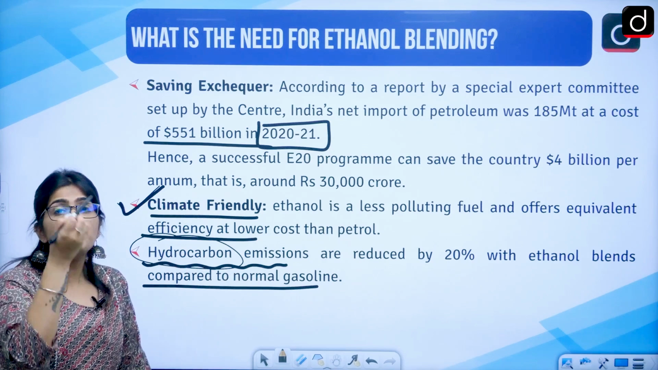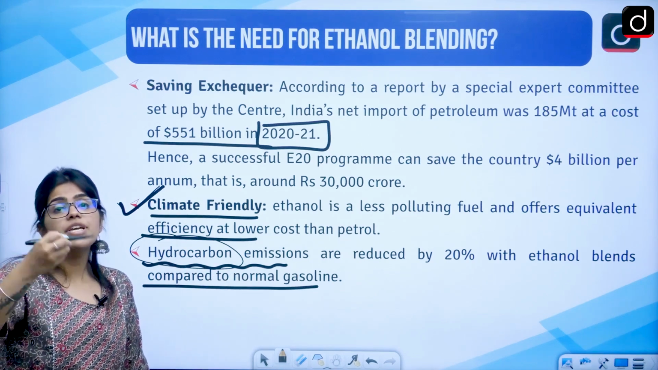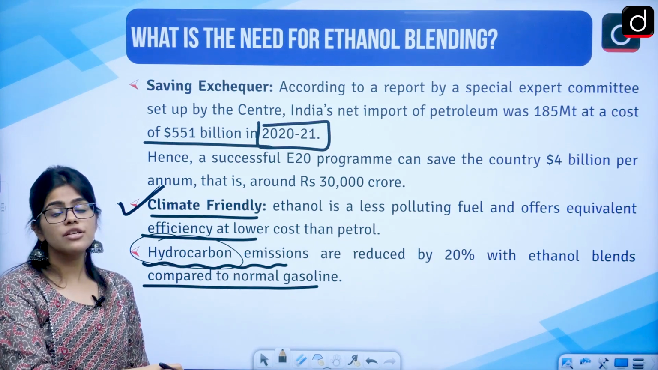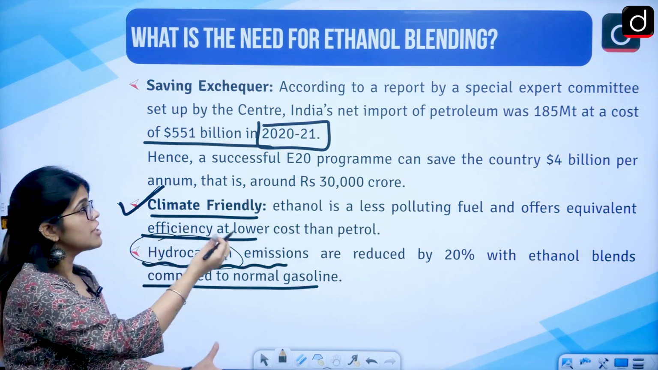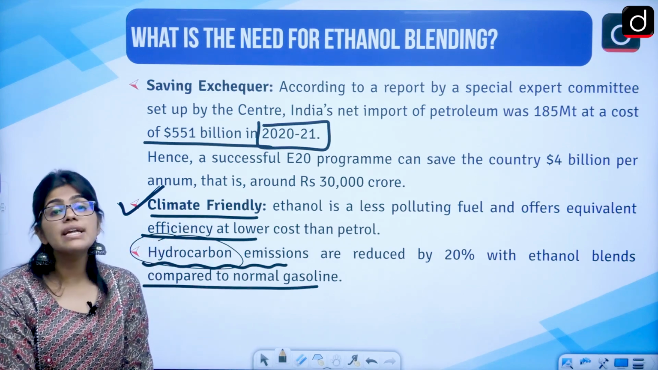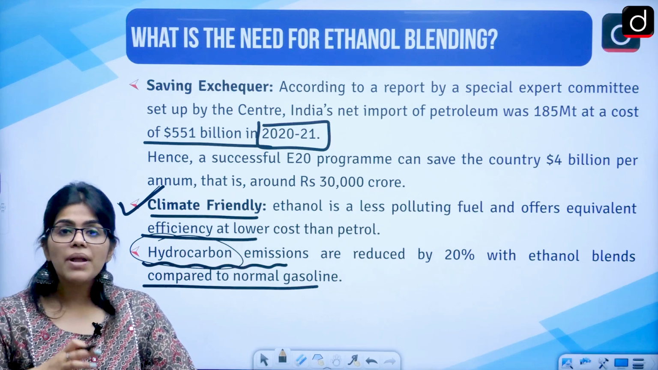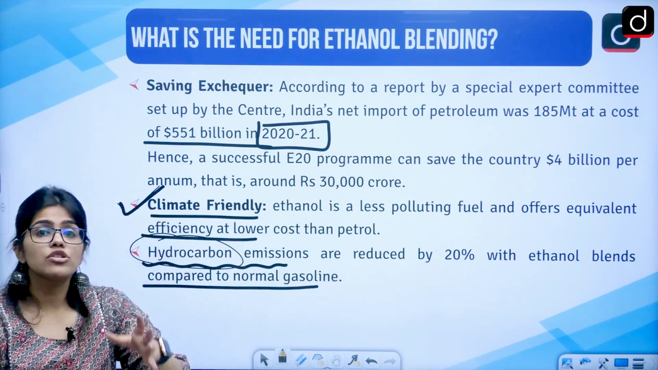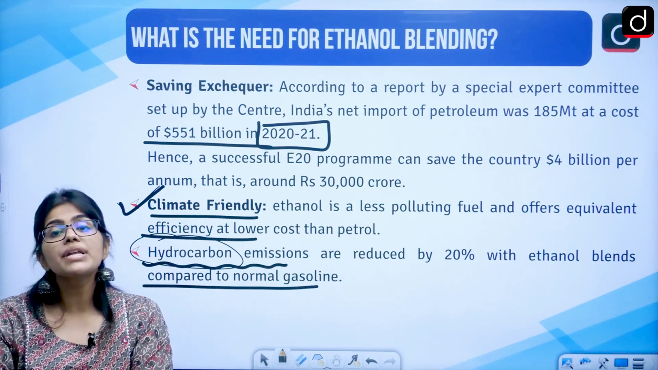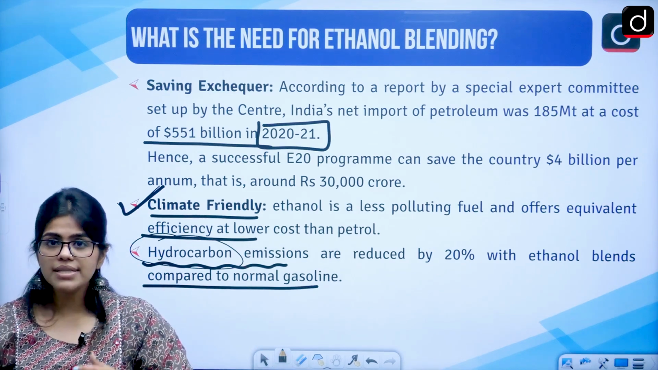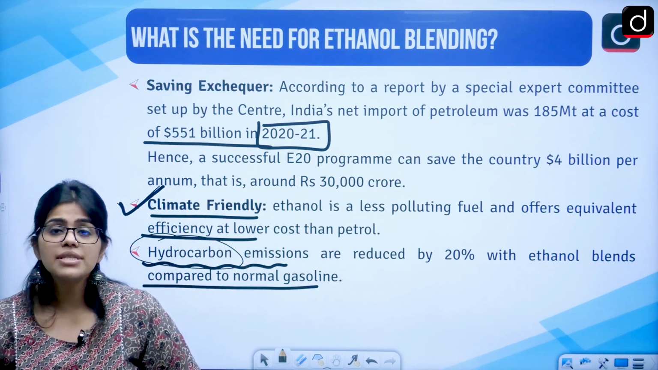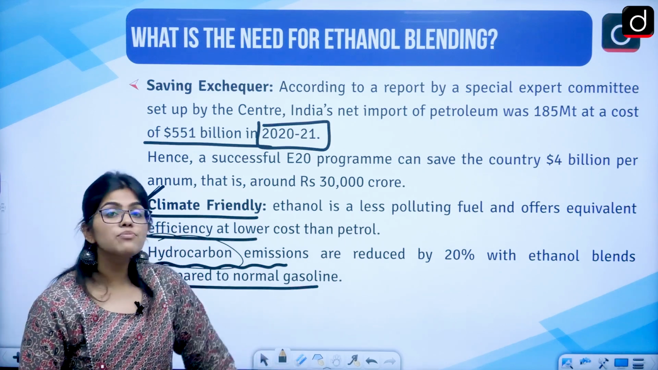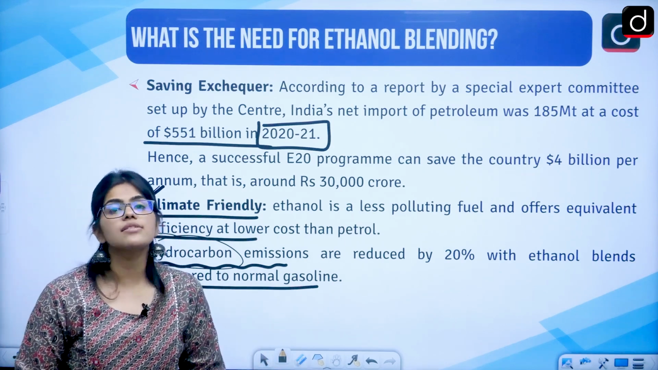But there are some problems associated with it. If we keep on using first generation ethanol blending fuels, then what will happen? Demand and supply can be a problem. Then of course storage can be a problem. So we need to look at both the aspects and find common solutions, and then we need to focus more on electric vehicles also, right?